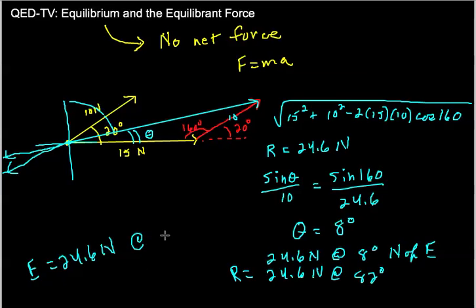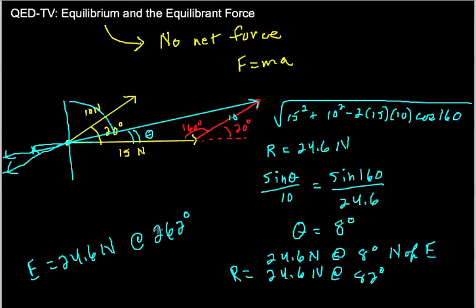24.6 newtons at, it'd be 262 degrees. 262 degrees. Or you could say 8 degrees south of west. If this was 8 degrees north of east, my equilibrant force would be 24.6 newtons at 8 degrees south of west, this degree here. It's easier just to go from north and just add 180 degrees onto it.